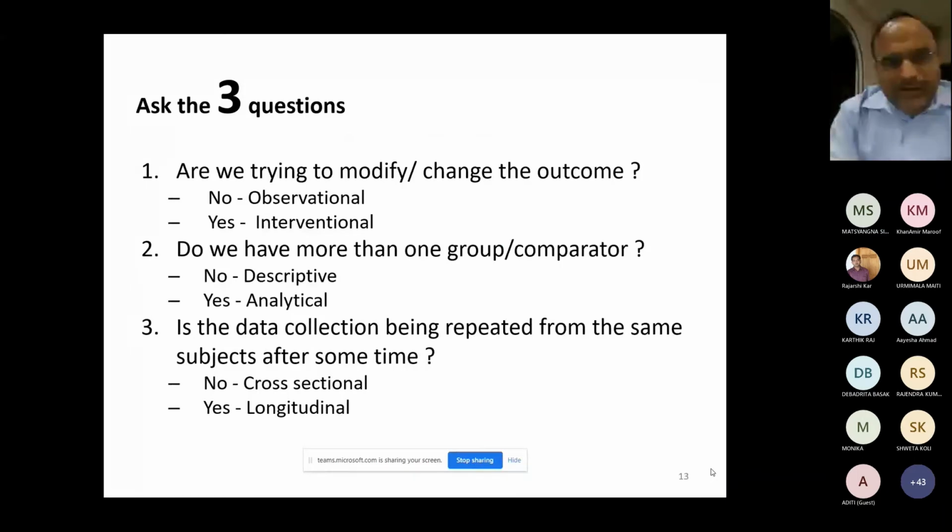Are we trying to modify, change the outcome? So here we are doing the peripheral smear. We do a simple antigen test. तो उससे कुछ हमारा आउटकम जो है वो तो चेंज नहीं होगा. हम कुछ मॉडिफाई करने की कोशिश नहीं कर रहे हैं, हम डायग्नोसिस को इंप्रूव करने की कोशिश कर रहे हैं. So this becomes an observational study. So diagnostic studies are essentially observational studies. Then do we have more than one group or comparator?